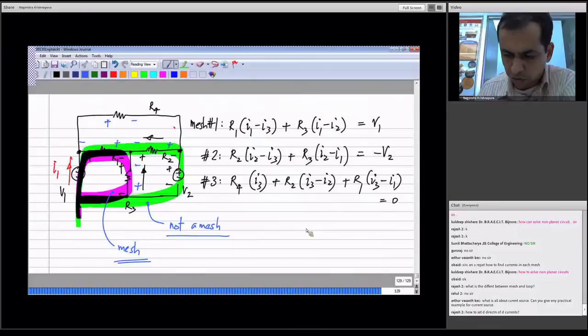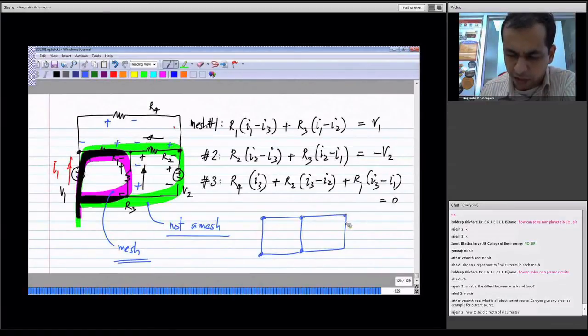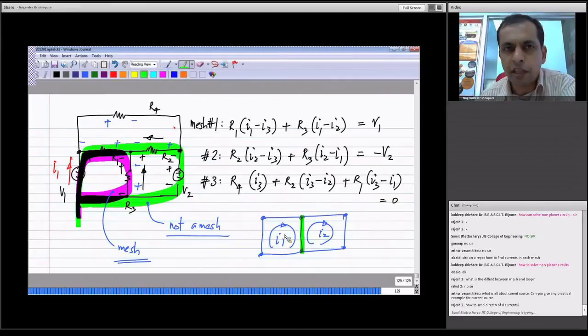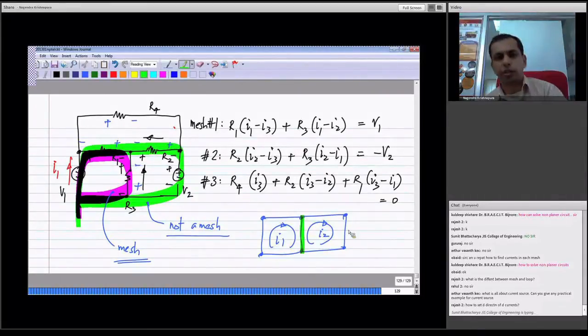So let's say you have two meshes. I'm not showing the elements, I'm just showing the branches in an abstract way. So you take a current like this, I1, and take a current like this, that is I2. Now, every branch current will be equal to either one mesh current or the difference between two mesh currents. So this branch is common to the two meshes, and in the left side mesh, the current is going downwards, and in the right side mesh, it will be going upwards. If you choose all your mesh currents to be in the clockwise direction, this will always happen, okay?